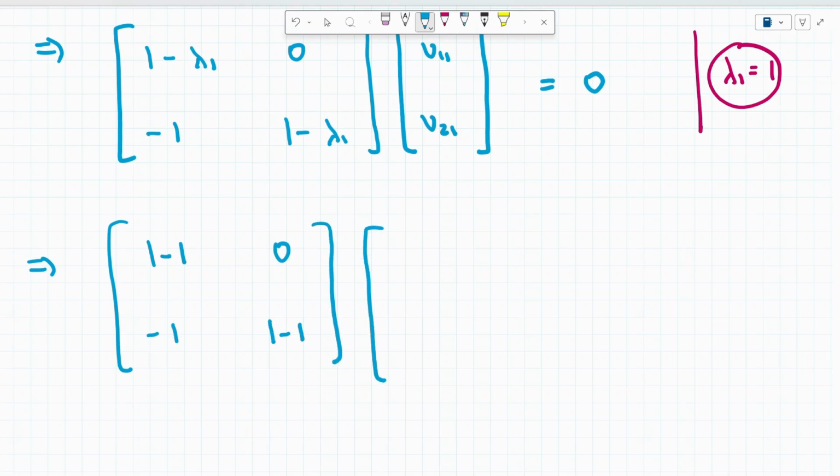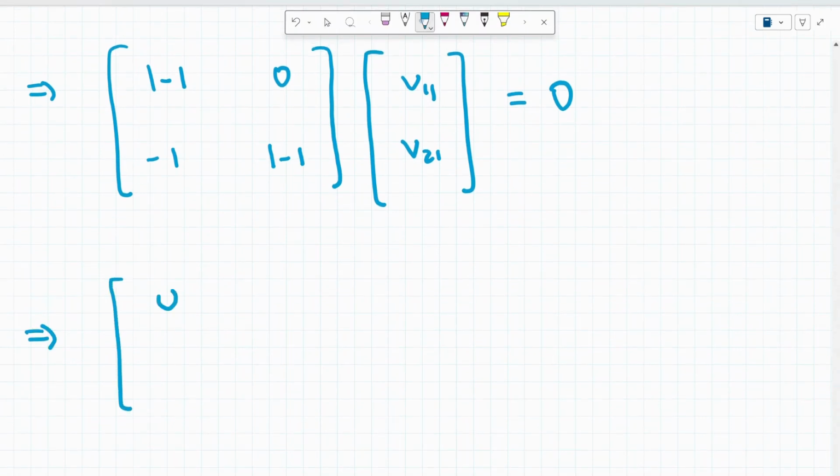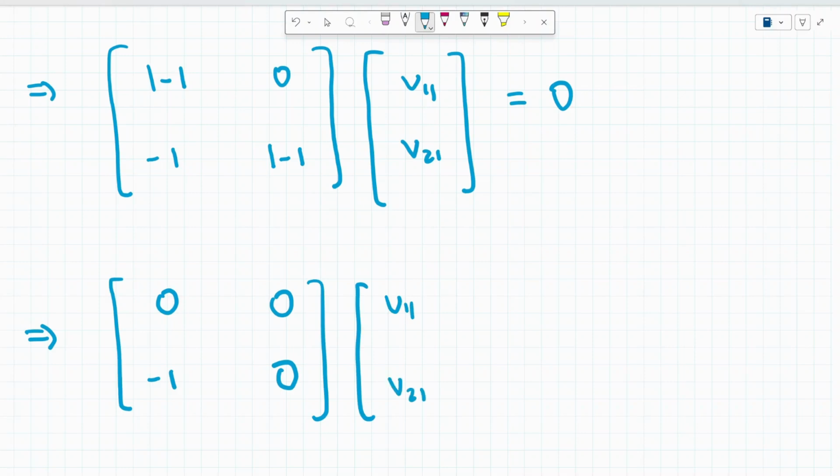And then we have our vector v11, v21, and this equals 0. Let's go ahead and simplify this. I'm sorry, sometimes linear algebra is a bit tedious when we have to simplify our matrices, but I promise it's worth it. So we end up with 0, 0, negative 1, and 0 multiplied by v11, v21, and that equals 0. Okay? So we're going to solve this now.